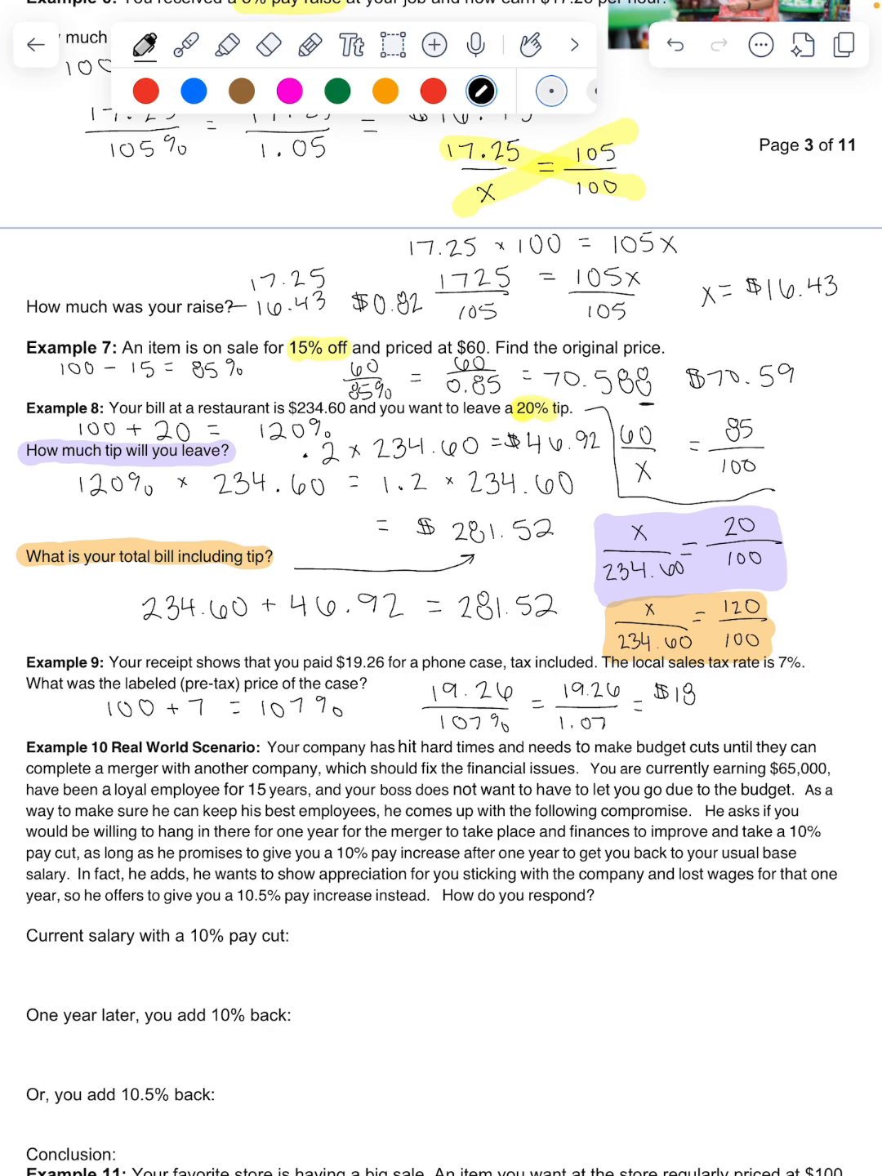I would have the 107% over 100. Well, the price that I paid, that was including the tax. So since that includes the tax, that should go next to the 107. So this is what I would use if I prefer to set up a proportion and cross multiply.